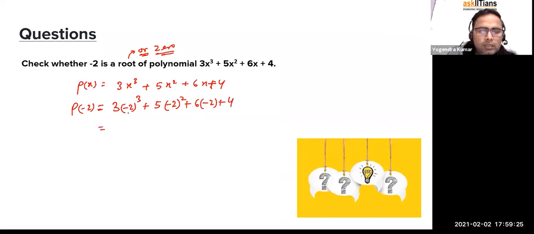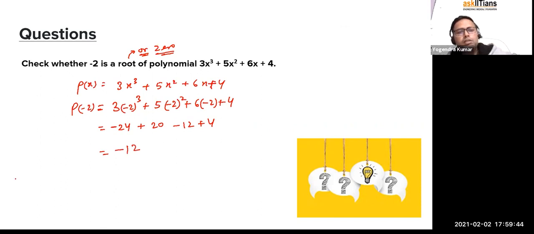So it will be 8, minus 8 by the way. Minus 8 threes are 24 negative. Then here 4 fives are 20. Then here minus 12 plus 4. So what are we getting here? I believe minus 12. Is it a 0 root? No.